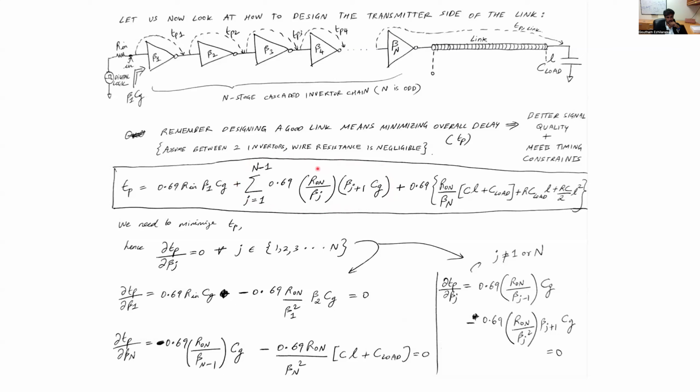As you can notice here, this is summed from j equals 1, which is the first stage, all the way to the n minus 1 stage. And it's just 0.69 times the on resistance of the jth stage times the input capacitance of the j plus 1 stage. And then this is the Elmore delay of the entire link, which is transmitting the data to the load capacitance C load.